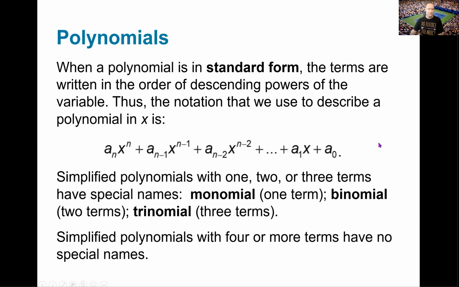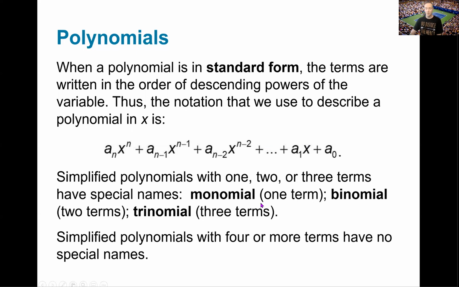Now with polynomials, the standard form is to write the x's in descending power. So you'll notice this is in standard form because it's a times x to the nth power, and then every other coefficient, I'm calling a sub n minus 1 and a sub n minus 2, are coefficients of lower powers of x, all the way down to the constant term, a sub 0 being the constant.